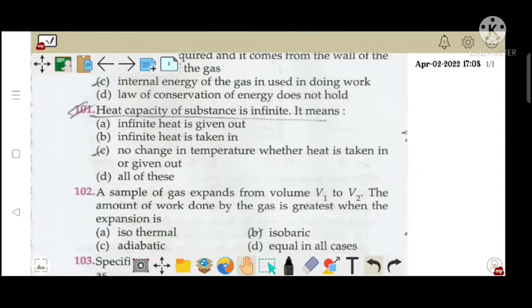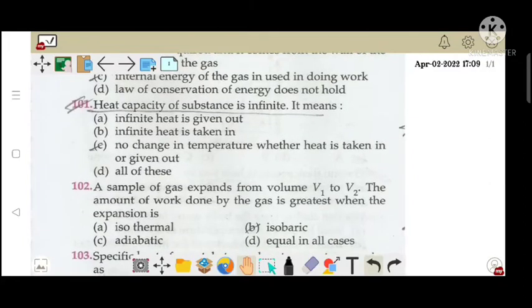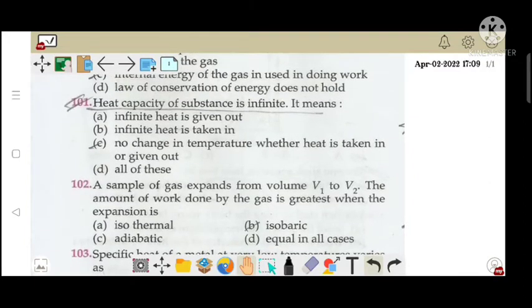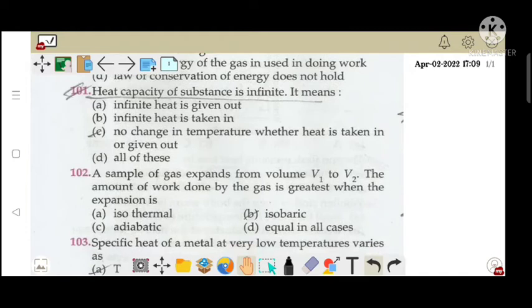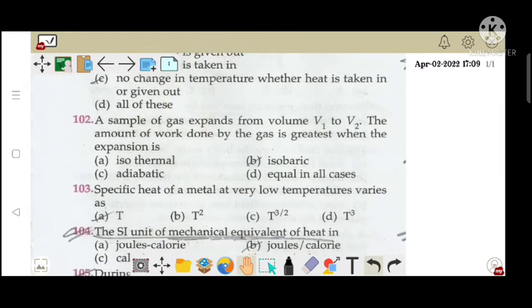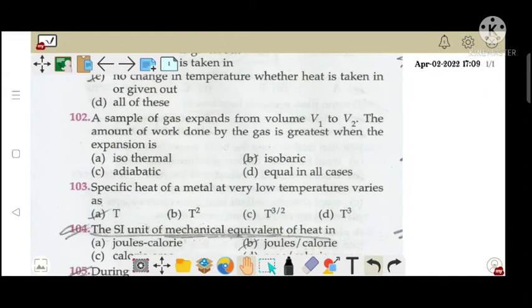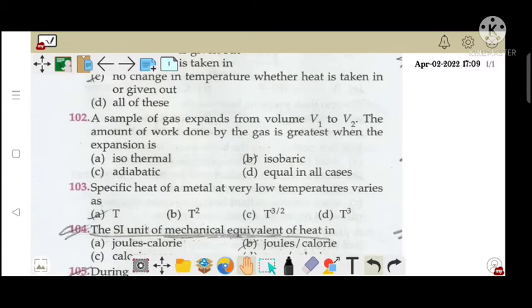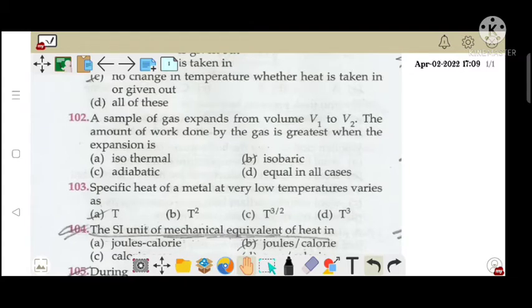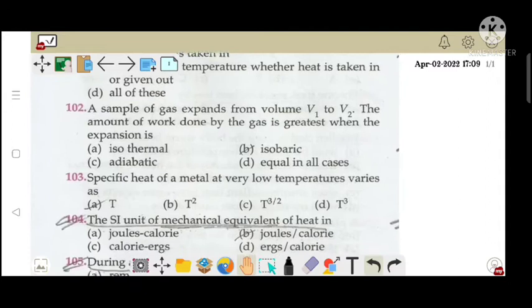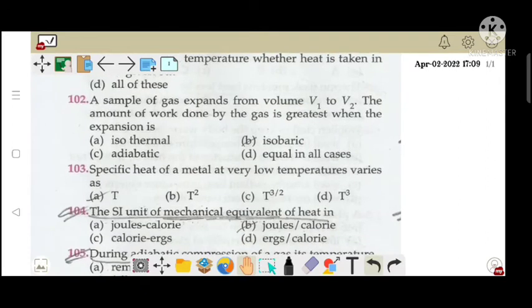The heat capacity of a substance is infinite. It means no change of temperature whether heat is taken in or given out. A same mass of gas expands from volume V1 to V2. The amount of work done by the gas is greater than in the expansion of isobaric.